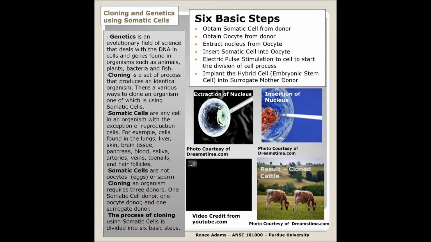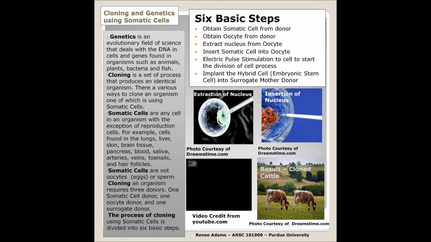extracting the nucleus from the oocyte, inserting the somatic cell into the oocyte, giving an electric pulse stimulation to the cell to start the cell division process, and implanting the hybrid cell, otherwise known as the embryonic stem cell, into the surrogate mother donor. Next, you will notice some pictures.